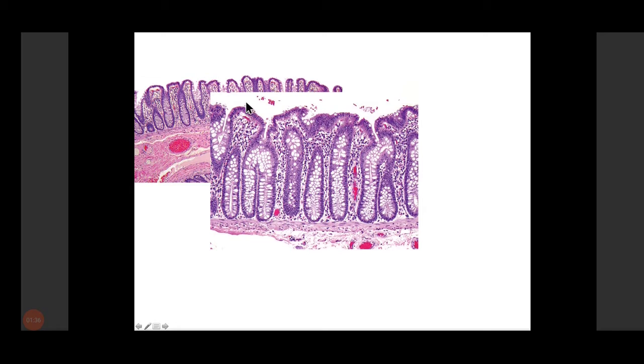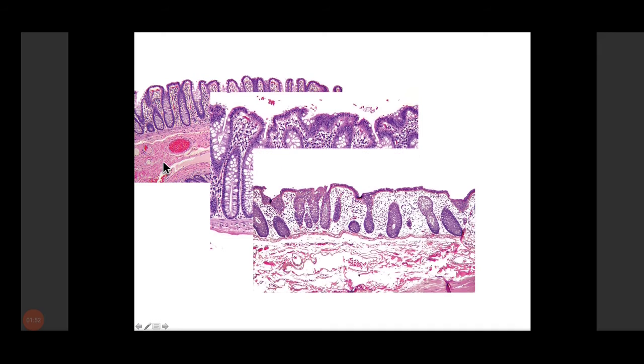So this is the normal arrangement with some inflammatory cells, which is the normal gut-associated lymphoid tissue present in the mucosa, in the lamina propria. Okay, but you don't have too much inflammation in the submucosa.